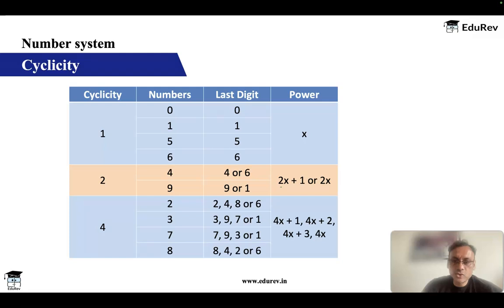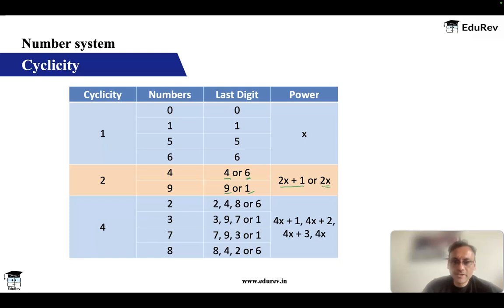If it is 2x plus 1, then the answer would be the first one. And if the power is 2x, then the answer would be the second one. Similarly, cyclicity of 2 is 2, 4, 8, 6. Remember, it is 2, 4, 8, 6, not 2, 4, 6, 8. Okay. And similarly, we have for each one of them.